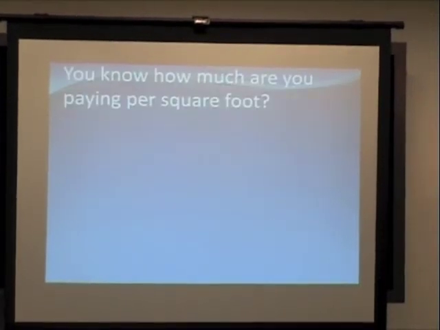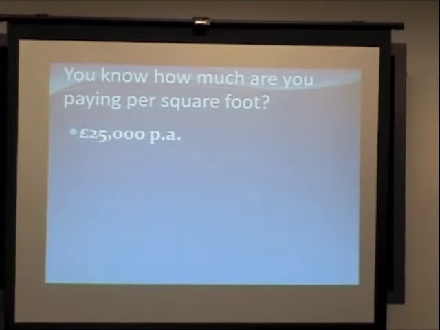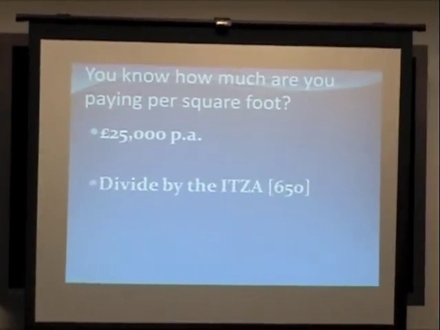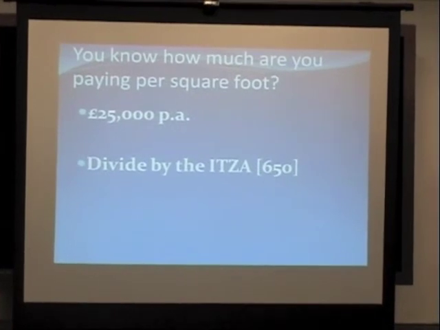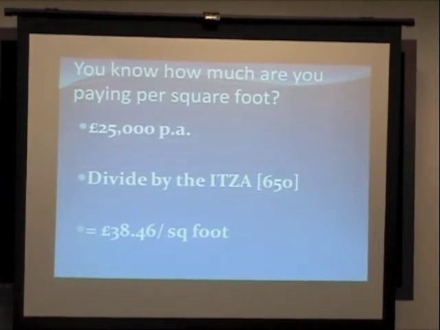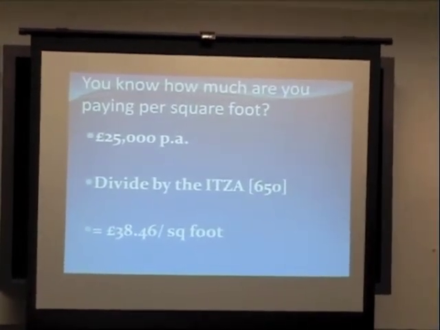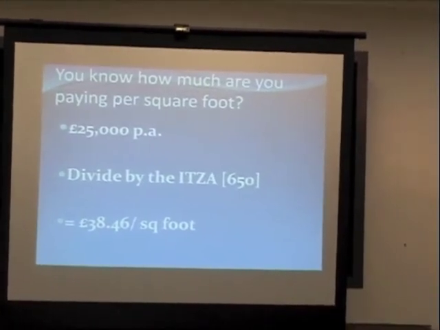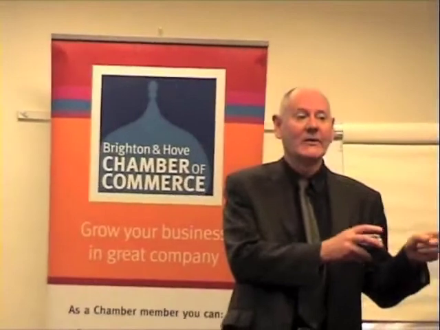Now, take your rent. You know how much rent you're paying, £25,000 a year, let's say. You divide your rent by your ITZA. And that tells you that you're paying £38 a square foot, £38.46 a square foot, in terms of zone A. Now you can go to the shop next door, measure up their shop, and find out what they're paying in terms of zone A per square foot. You can go to any shop anywhere in the UK and find out what they're paying in terms of zone A. So you can compare your shop with theirs, even though your shop is completely different size, completely different location. It allows you to compare one with the other.